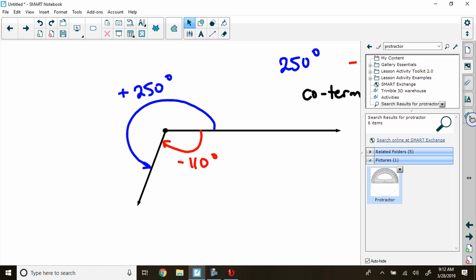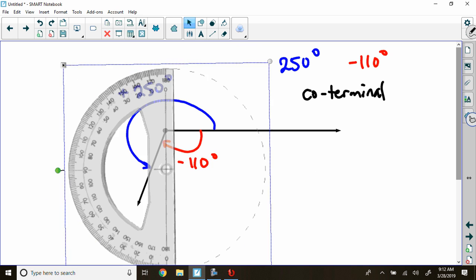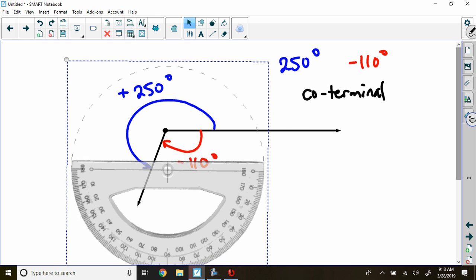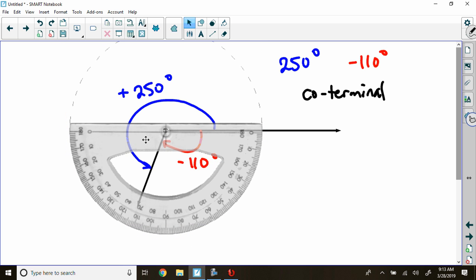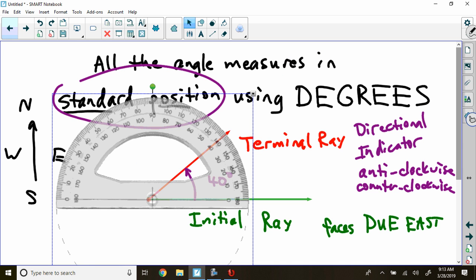Just to go ahead and measure that to be sure, let's see how we did it with that. It doesn't have to be exact, but it'd be like 180 plus another 70, yeah, that's about 250. And then the other one is about 110. Okay. Cool beans. Are there any questions about what it means for an angle being in standard position?